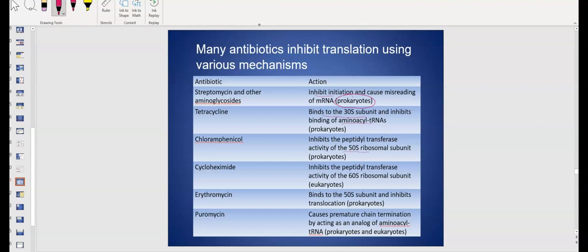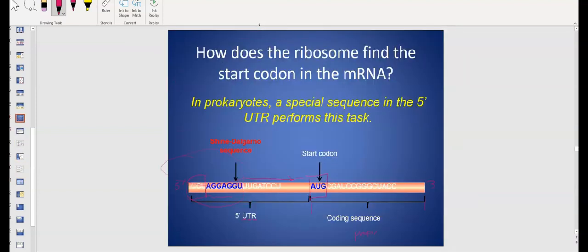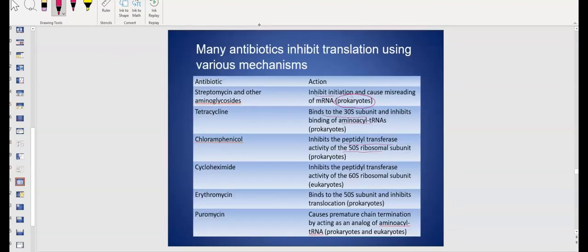Chloramphenicol, that affects the 50S ribosomal subunit in prokaryotes. So it specifically inhibits peptidyl transferase. Did I mention this? I don't think I did yet. No, we haven't done this yet. Okay, so I'm a little ahead of myself. Peptidyl transferase is the enzyme in the ribosome that transfers the growing peptide.